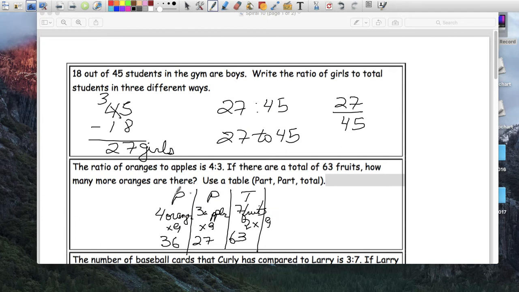And we still didn't answer our question. How many more oranges are there? Well, there are 36 oranges and 27 apples. If I subtract, 36 minus 27 is 9, so 9 more oranges. So the answer should be 9 more oranges. But you notice that I needed to find out all these numbers first before I get to my answer.